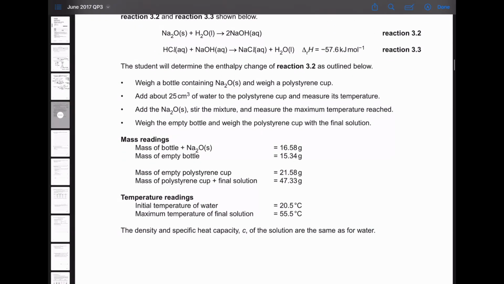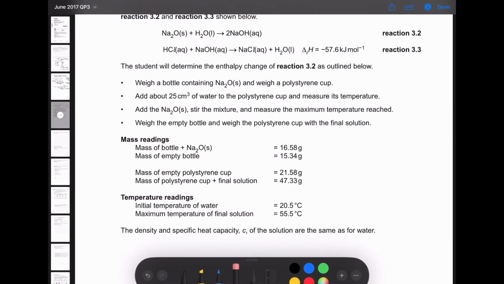That gives us a bunch of data. Well, what are we going to do with this data? We're going to turn it into something useful. So the mass of our bottle plus our sodium oxide minus the mass of our empty bottle is going to give us our mass of sodium oxide, which is 1.24 grams. Mass of the empty polystyrene cup versus the mass of polystyrene cup plus our final solution, well, if you minus the top one from the bottom one, it's going to give you the mass of the solution, which is 47.33 minus 21.58 gives us 25.75.